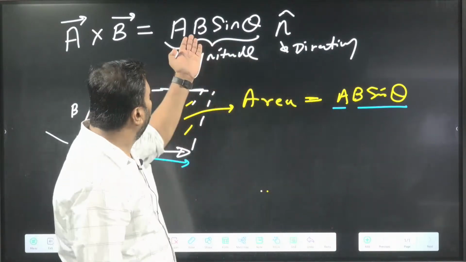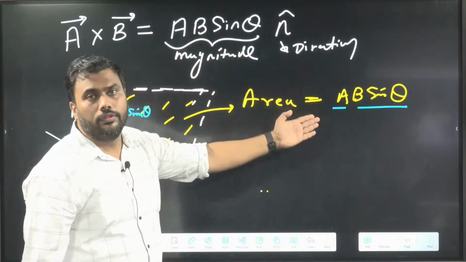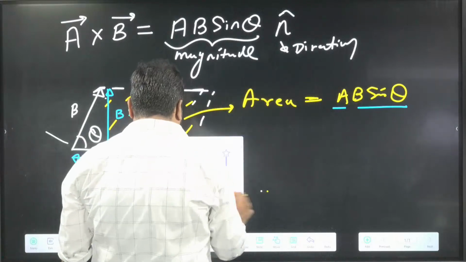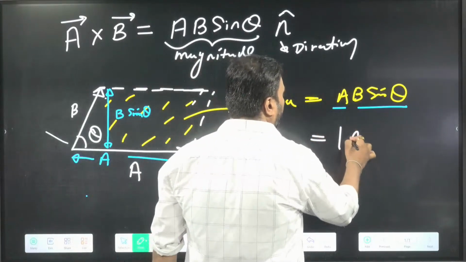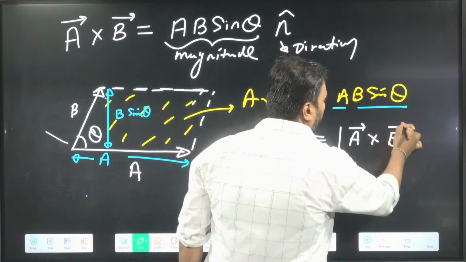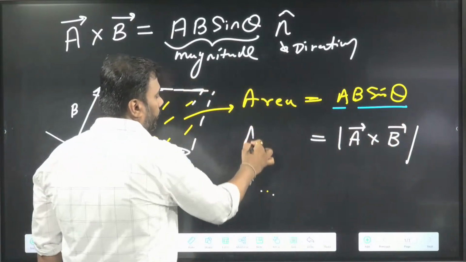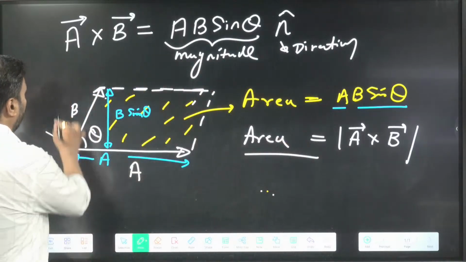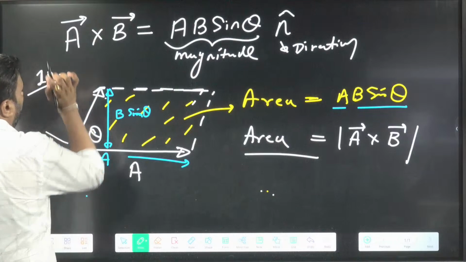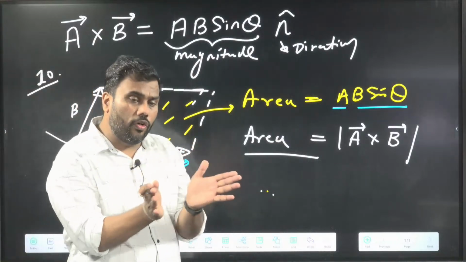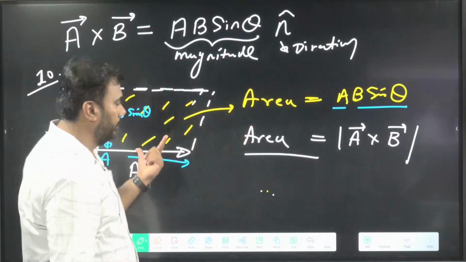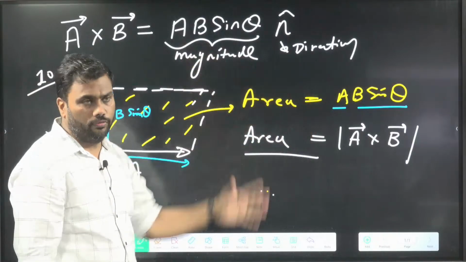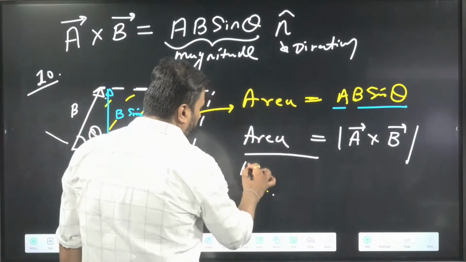Now just see, what is the magnitude of the cross product? It is the same. So the magnitude of the cross product gives you the area of a parallelogram. This is the application of the cross product, the tenth property we are discussing. We can find the area of a parallelogram if its sides are given as vectors, by the magnitude of A cross B. Note it down.